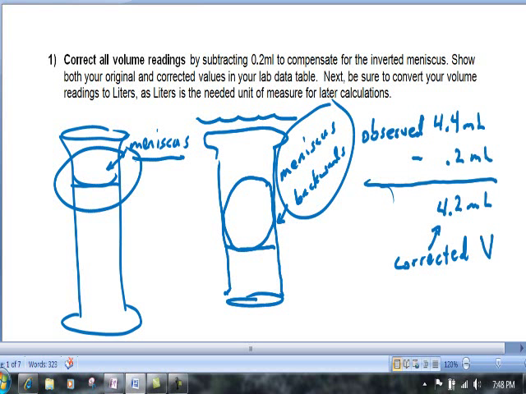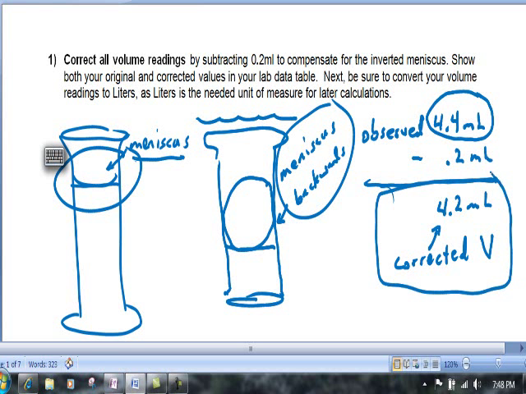So what we would need to do is take the observed volume of the bubble. In this circumstance, let's say we observed a bubble of 4.4 milliliters, subtract from it a correction of 0.2 milliliters to account for the upside down meniscus to give us our corrected value for the volume of 4.2 milliliters. It's the corrected value of the volume that we would now use for subsequent calculations.